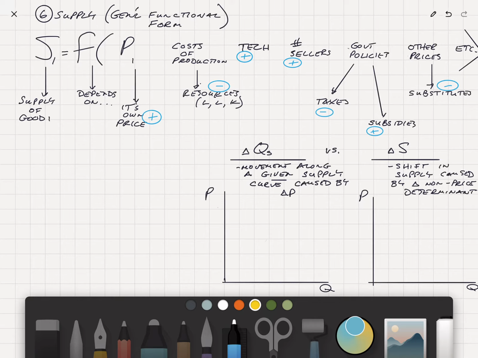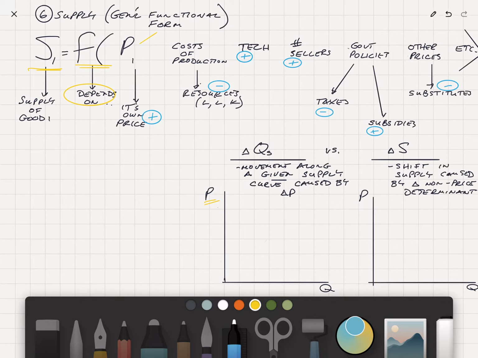So I'm showing you that in my trusty yellow pen here, the supply of good one is a function of, or depends on, first and foremost, its own price. Okay, how do we know that? Well, it's an endogenous variable. It's captured as a variable in our model on the vertical axis. And we know that the law of supply says that there's a positive relationship between price and quantity supplied. As price goes up, quantity supplied goes up. As price goes down, quantity supplied goes down.